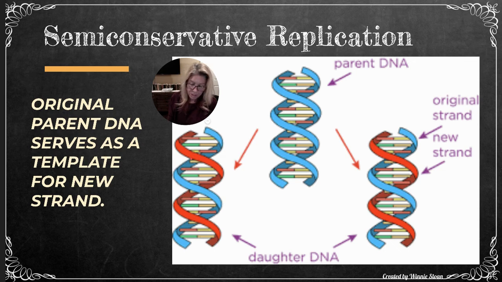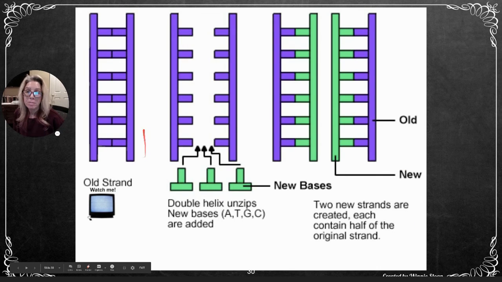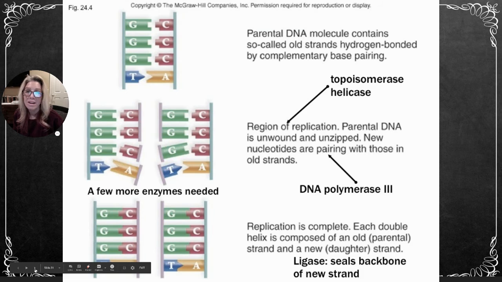So on your notes, replication of DNA, semi-conservative replication: each daughter DNA double helix contains an old strand from the parental DNA double helix and a new strand, an old strand and a new strand. Okay, and you can see that in this picture, original in purple, new strand in green, here new nucleotides came in. Okay, and I'm going to introduce some enzymes.